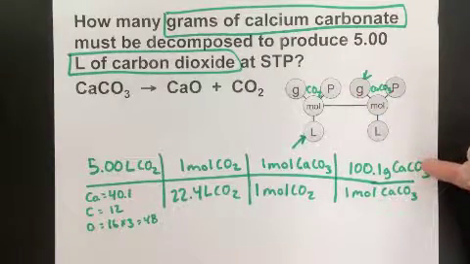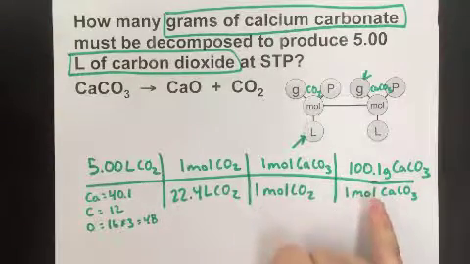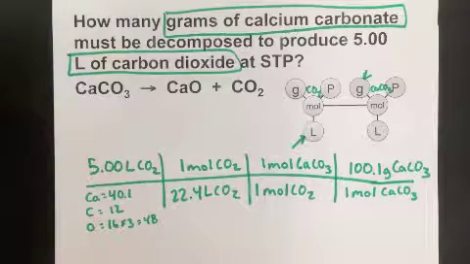So you must calculate the molar mass of CaCO3, which you get 100.1 grams of CaCO3. If you have any questions, please bring them to class.